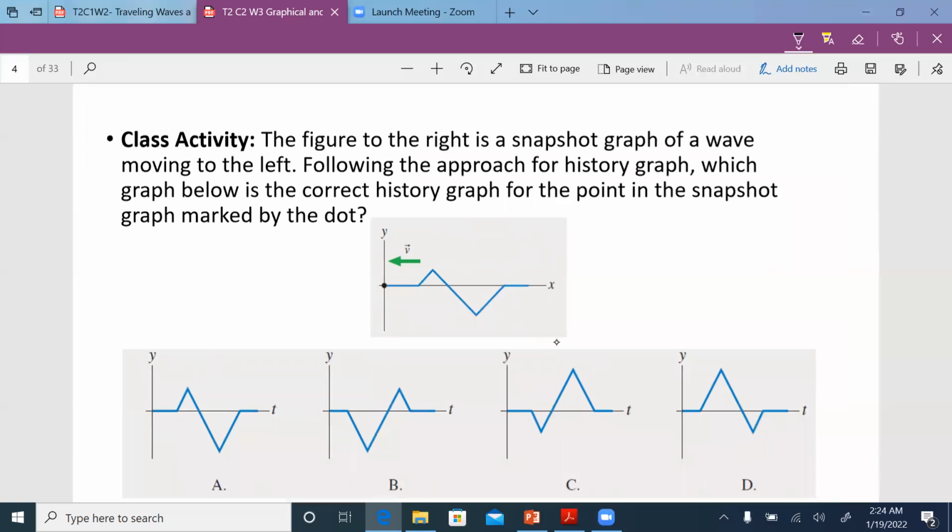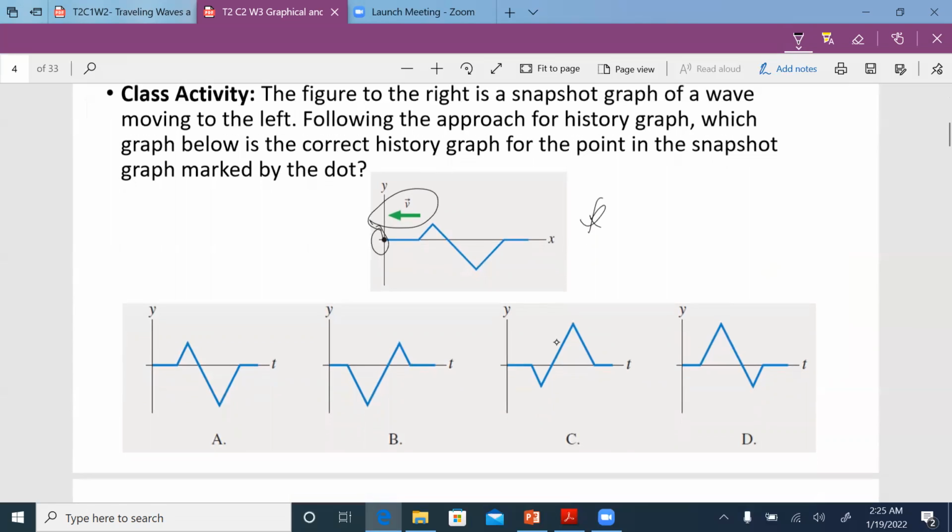So let's look at this class activity. The figure here to the right is a snapshot graph of a wave moving to the left. This is the direction of the wave. Following the approach of the history graph we just saw, which graph below is the correct history graph for this point in the snapshot graph marked with the dot?